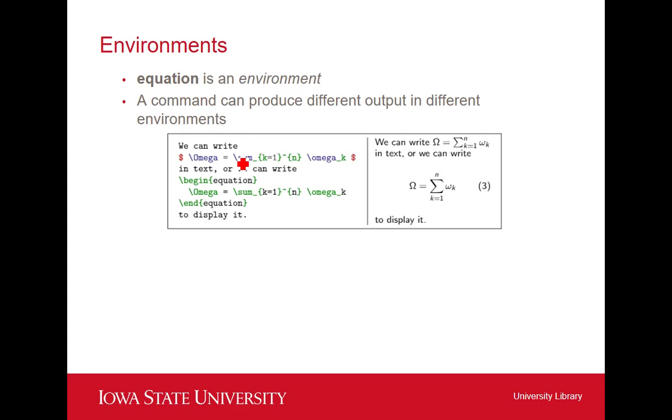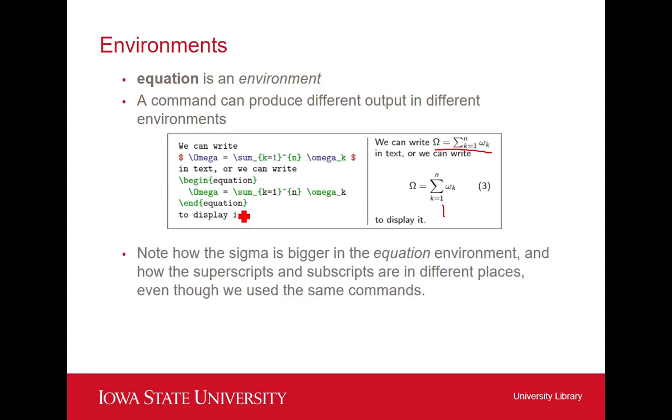In this example, you can see this and this are the exact same things. These are formatted slightly differently though, even though I'm using the same commands to write it. That's because they're in two different environments. This top one is just within the $ environment, where I just have an opening and closing $. The second one is within the equation environment, where I've wrapped it in a begin and end equation. So you can see the sigma is bigger down here inside the equation environment. You can see the subscripts and the superscripts are in different places.